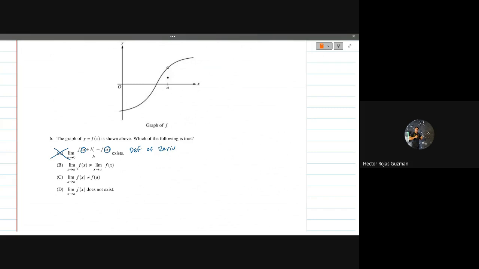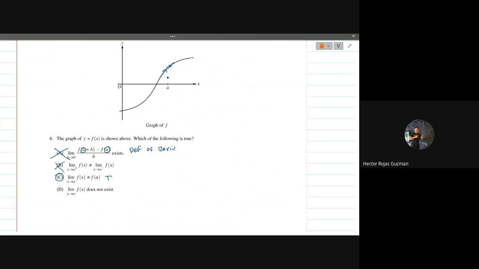The limit as you approach a from the right side is not the same as the left side, but that's actually false since both of them are approaching the same value, right? The removable discontinuity. C, the limit as x approaches a of f of x does not equal f of a. That one's actually true.